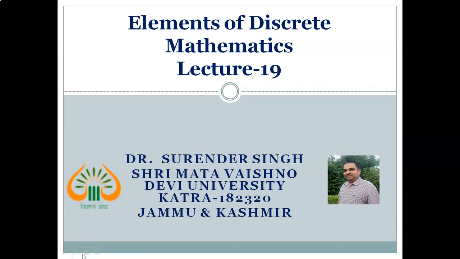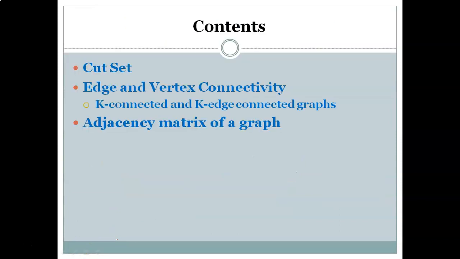Hello students, welcome to lecture 19 of your course Elements of Discrete Mathematics. In this lecture, we study the concept of cut set, edge connectivity and vertex connectivity, and the definition of k-connected and k-edge connected graphs, then the adjacency matrix of a graph.